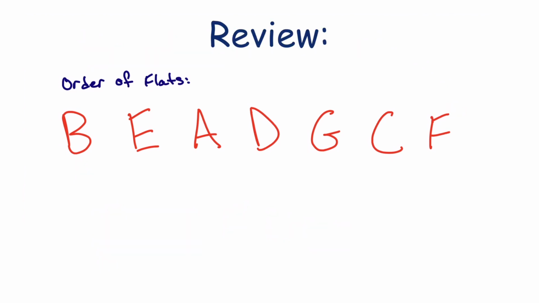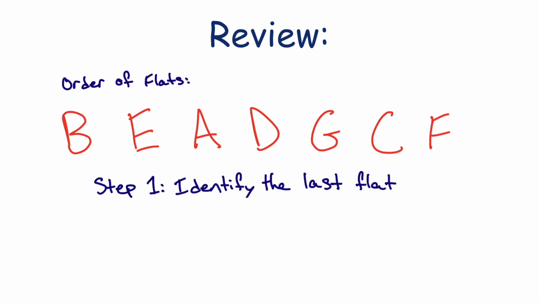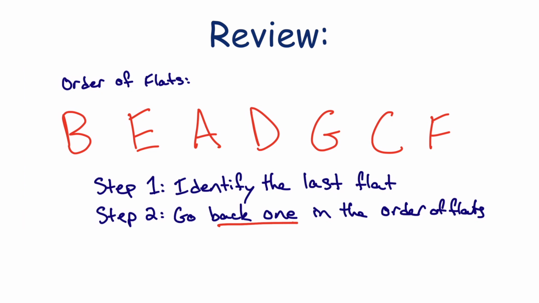So to review, when using the back one method to find the name of a key, we are going to, step 1, identify the last flat. You can do that in 2 ways, either by counting the number of flats on the staff and then counting that many flats in the order of flats, or by simply looking at the staff and knowing which line or space the flat falls on. Then we're going to, step 2, go back 1 in the order of flats. So once you've identified the last flat on the staff, let's say, for example, it's D flat, we're going to go back 1 in the order of flats. And that gives us at least part of our final answer.